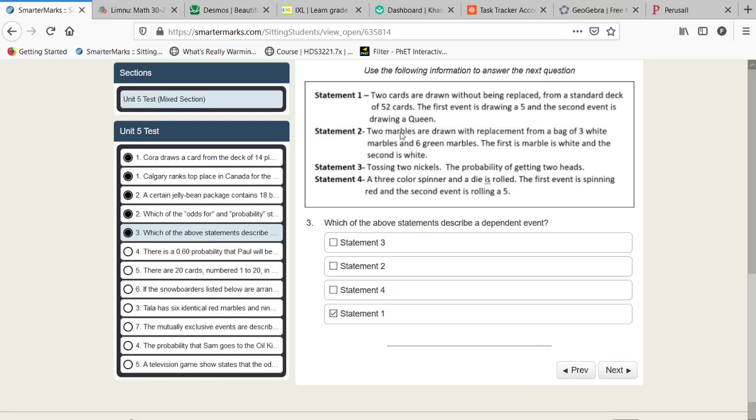Statement 2 is not, because the marbles are drawn with replacement. So you take it out, you put it back, and then you take it out again. Because there's replacement, there's no change. Tossing 2 nickels, the probability of getting 2 heads, these are independent events as well. And a 3-color spinner and a die, also independent.